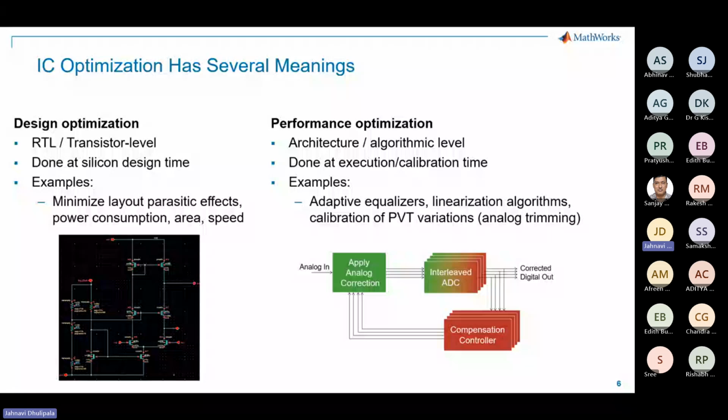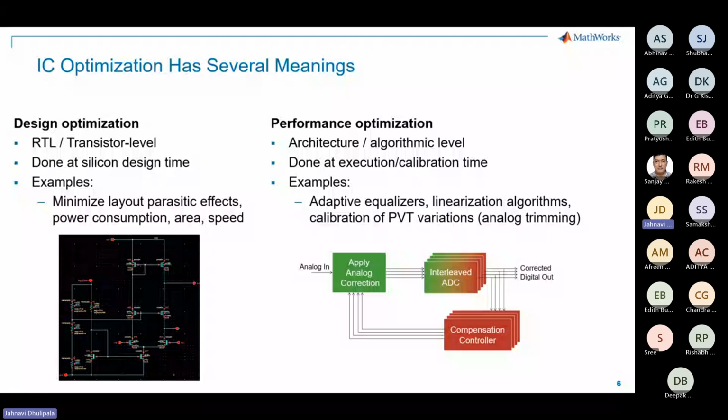First, we will be discussing design optimization, like how we optimize the transistor sizes. The next one is performance optimization, which takes place at the architecture level or the algorithmic level. This optimization is executed at runtime, when you are running the simulation, or during your calibration time.